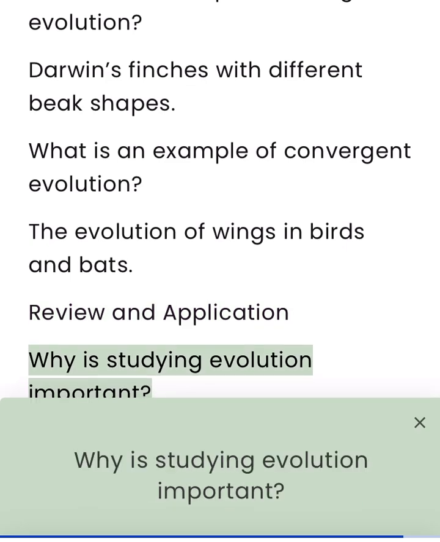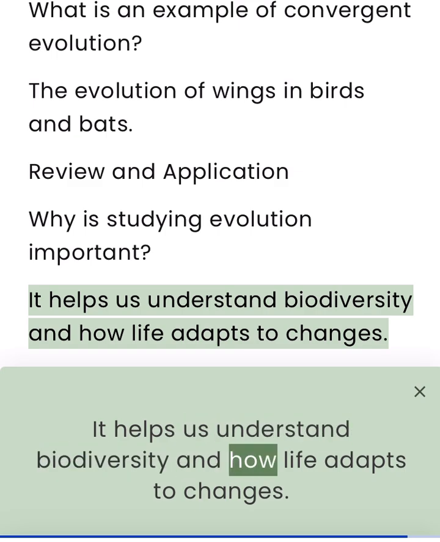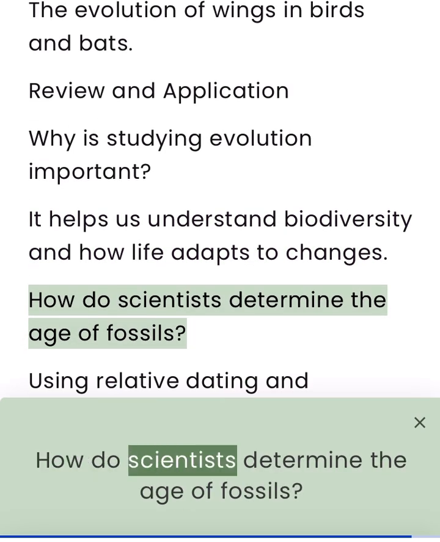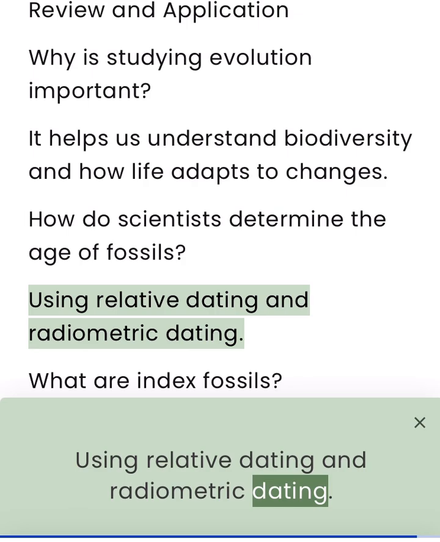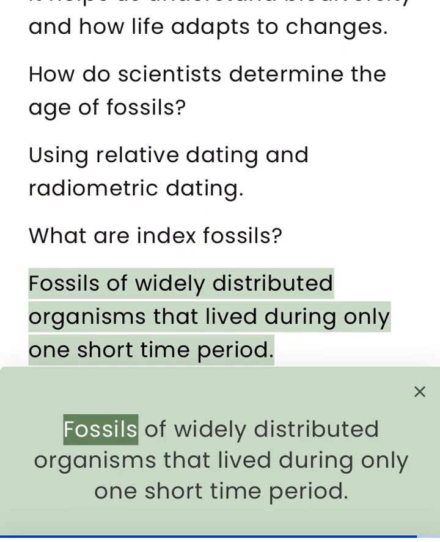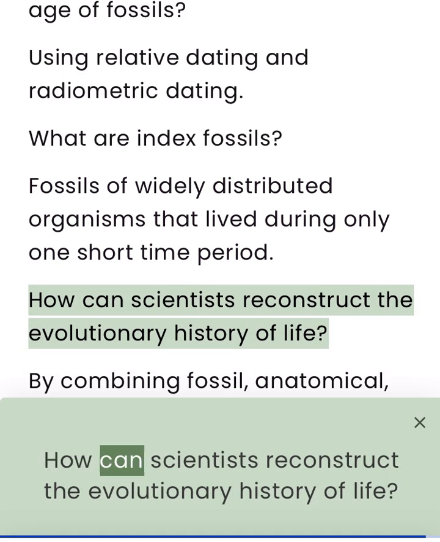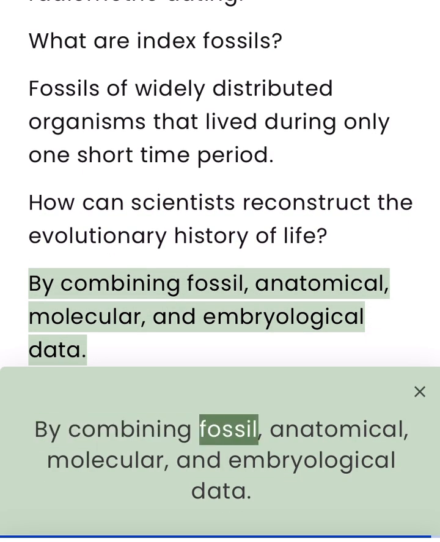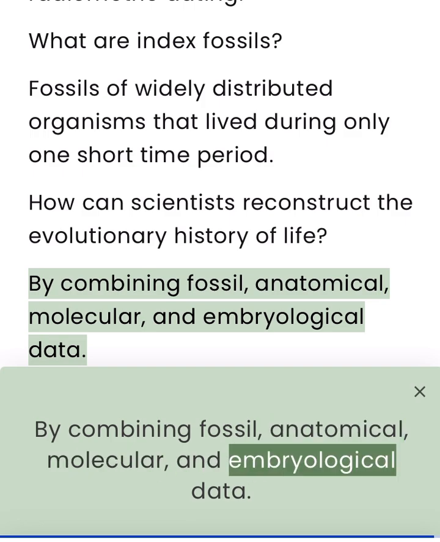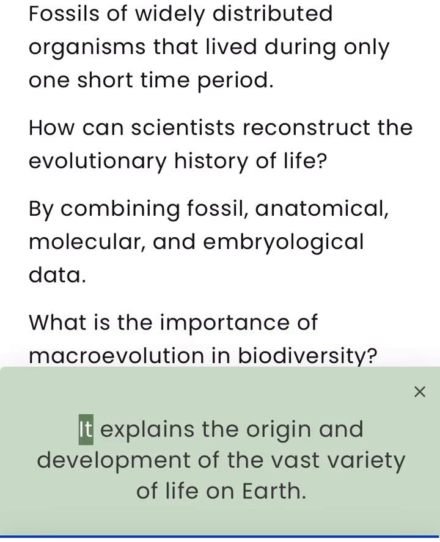Review and application. Why is studying evolution important? It helps us understand biodiversity and how life adapts to changes. How do scientists determine the age of fossils? Using relative dating and radiometric dating. What are index fossils? Fossils of widely distributed organisms that lived during only one short time period. How can scientists reconstruct the evolutionary history of life? By combining fossil, anatomical, molecular, and embryological data. What is the importance of macroevolution in biodiversity? It explains the origin and development of the vast variety of life on Earth.